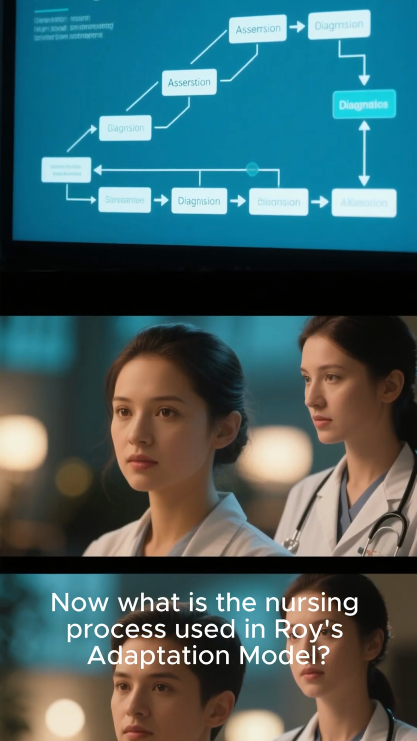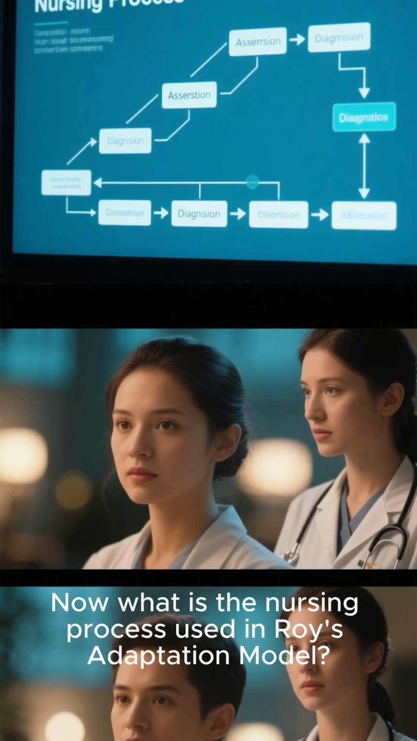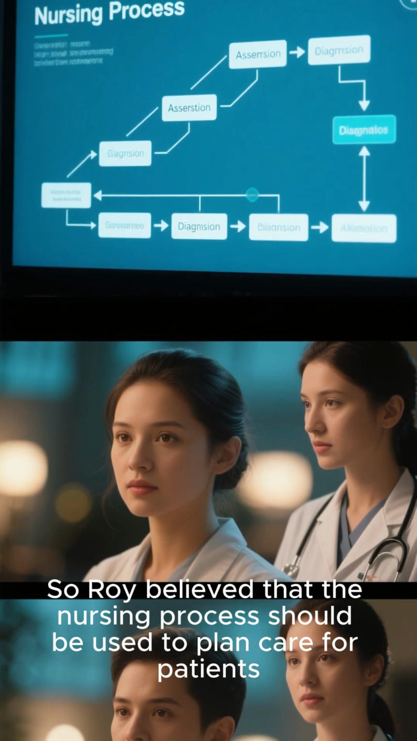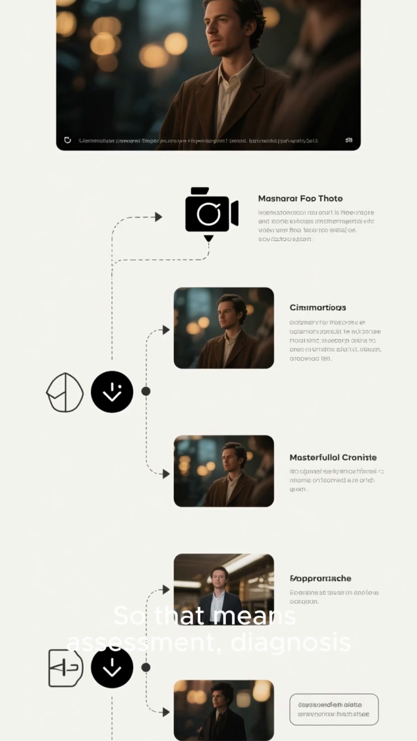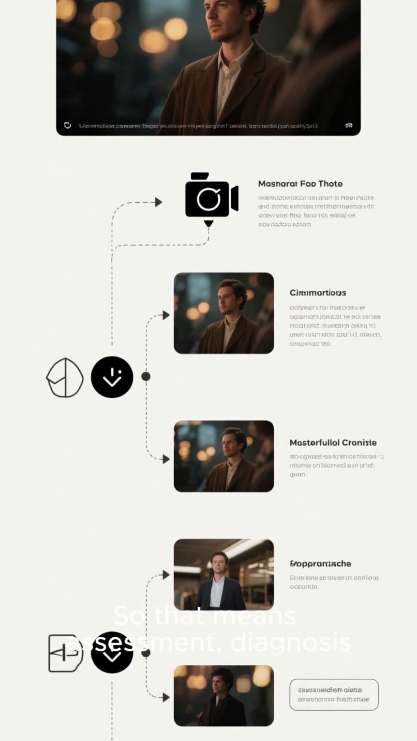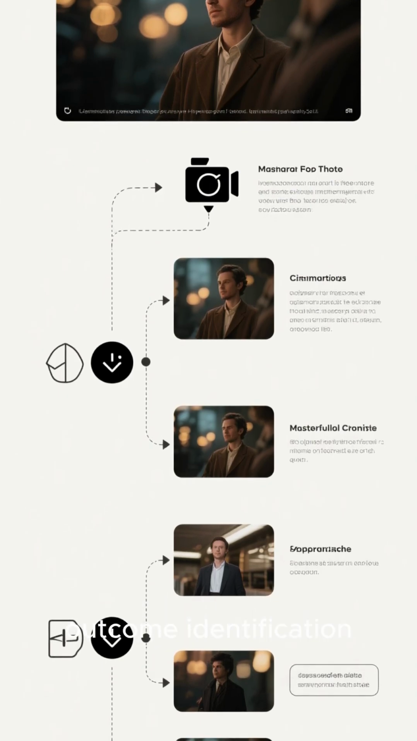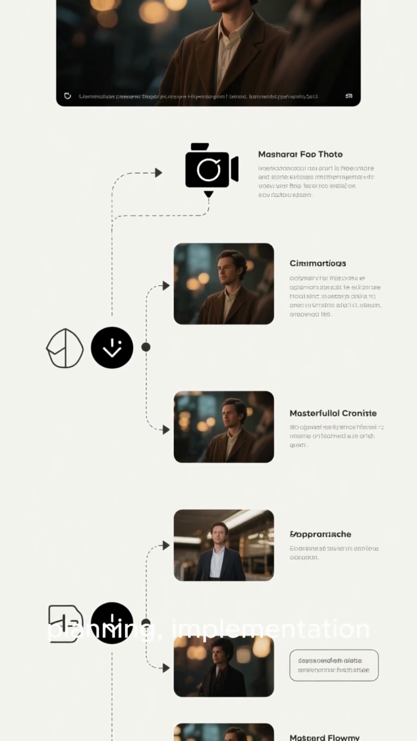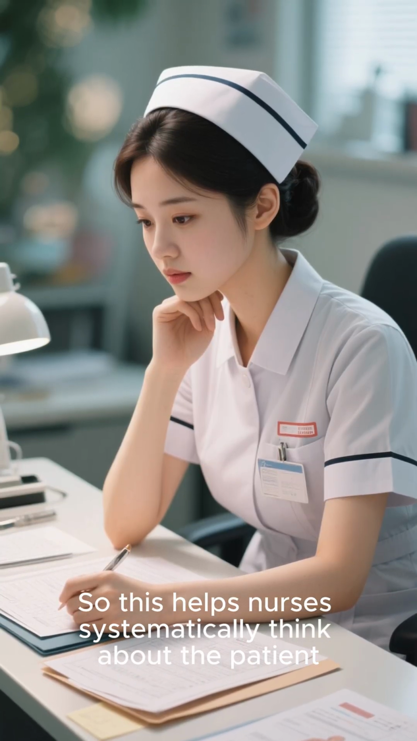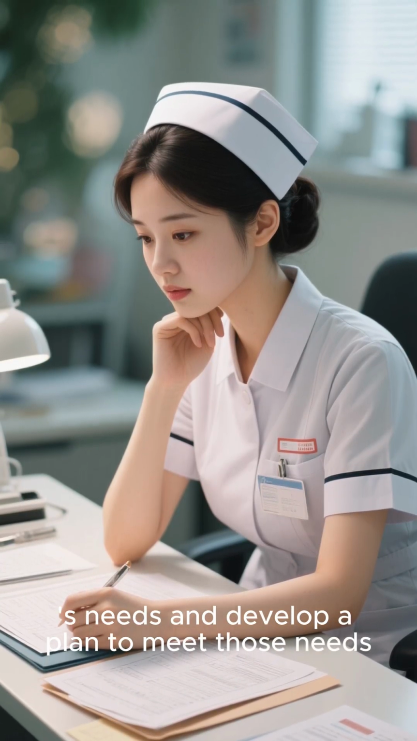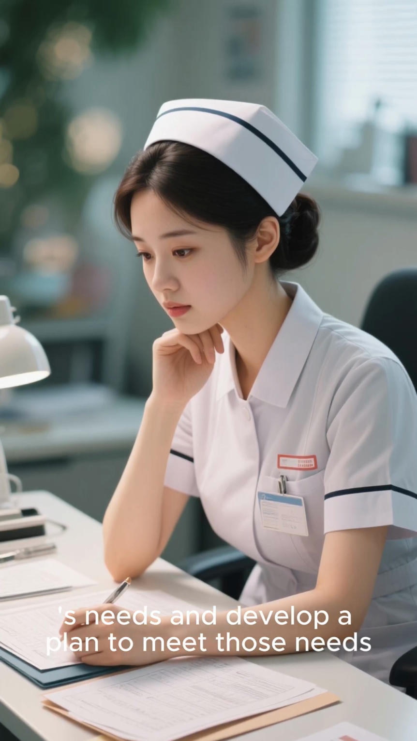Now, what is the nursing process used in Roy's adaptation model? Roy believed that the nursing process should be used to plan care for patients. So that means assessment, diagnosis, outcome identification, planning, implementation, and evaluation. So this helps nurses systematically think about the patient's needs and develop a plan to meet those needs.